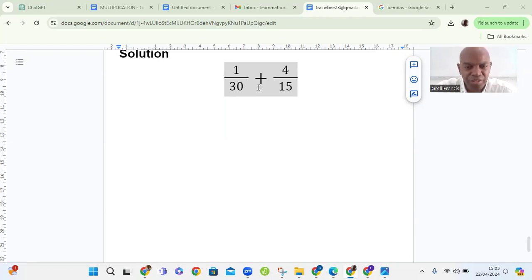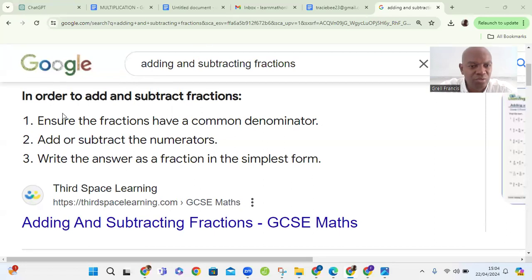Now, to add fractions, you must achieve a common denominator. The denominator must be common so that you can add and subtract fractions. So as you can see, it says, in order to add and subtract fractions, ensure the fractions have a common denominator. Add or subtract the numerators, and then write the answer as a fraction in the simplest form. So after the denominator has been made common, then you can add or subtract the numerators, maintaining the common denominator.